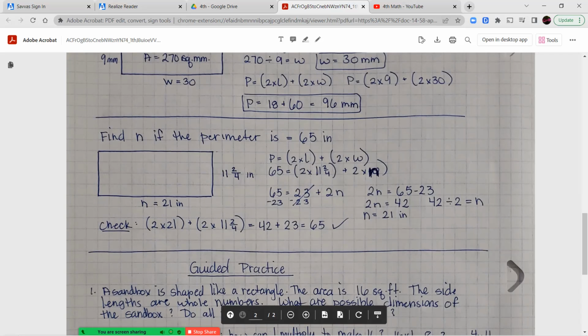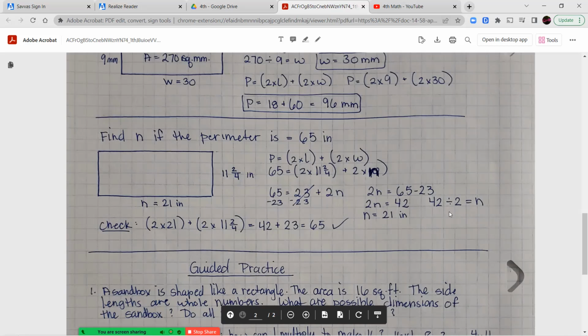So now I'm going to subtract 2 times 11 2/4, which is 23. I'm going to subtract the 23 from the perimeter so I can figure out my unknown part. So 2 times n is going to be equal to 65 minus that 23. So 2n is going to be 42. That's the length of both of my long sides.